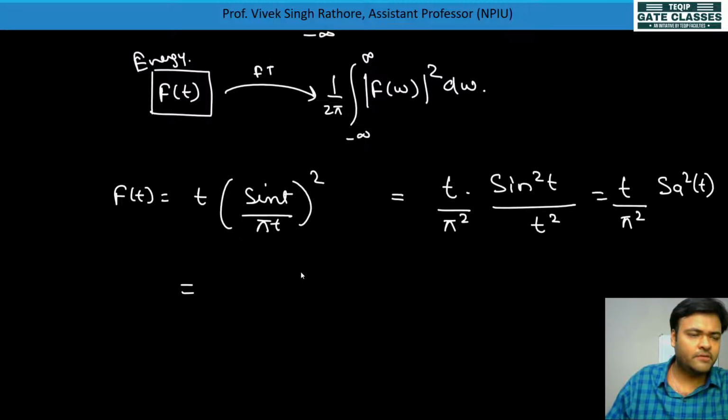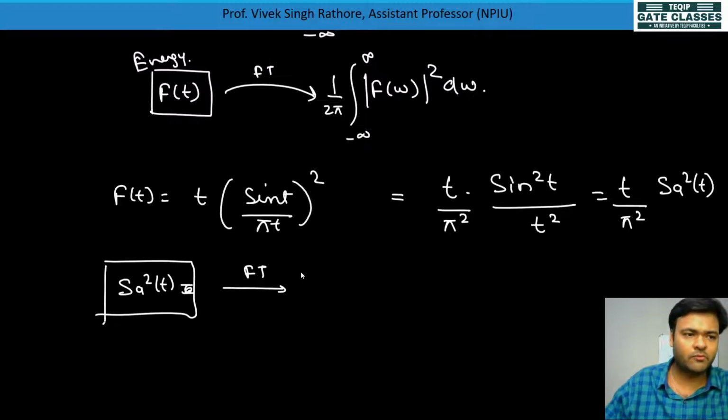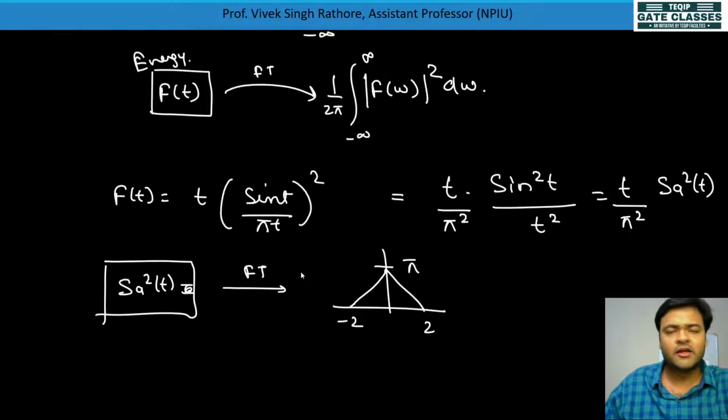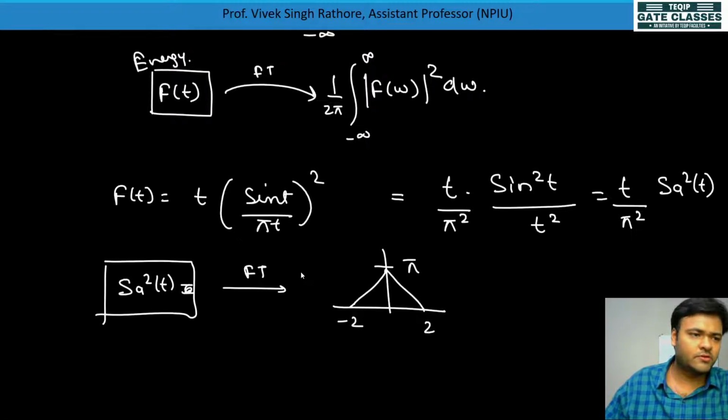Now see, as you know that sampling square t Fourier transform will be what? I told you many times to remember this sampling square t Fourier transform. Okay, so this will be sampling square minus 2 to 2 pi. Okay, you should remember this thing. At least for gate pulse and triangular pulse you will feel easy shortcut.